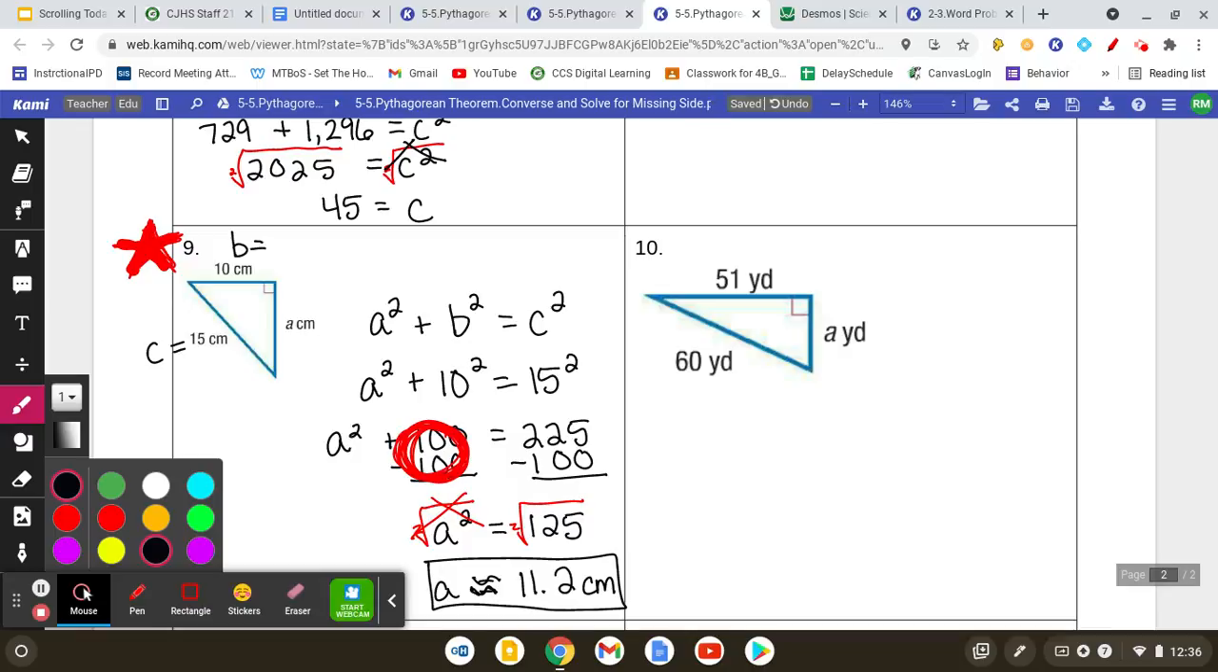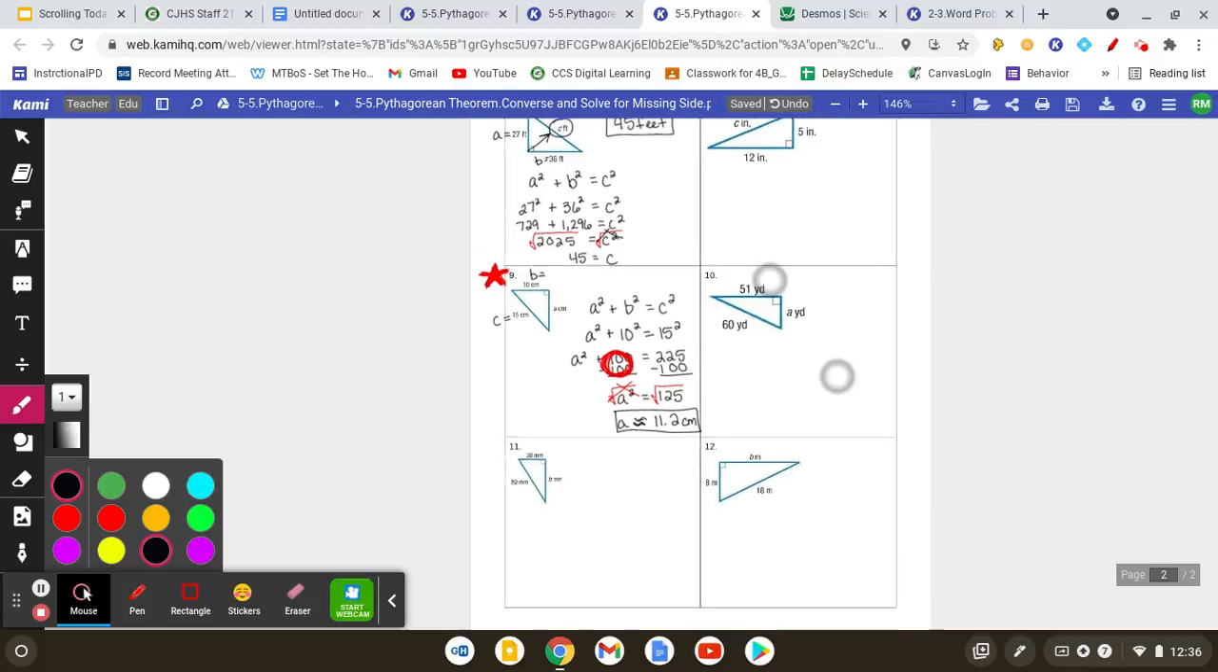And again, let's check to make sure that makes sense in our problem. So A is a leg. It's not the hypotenuse, so it should not be the longest side, and it's not because 15 is longer than 11.2. So looks good. You have 4 problems on this side to complete.